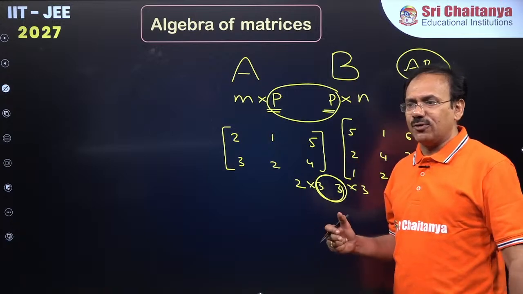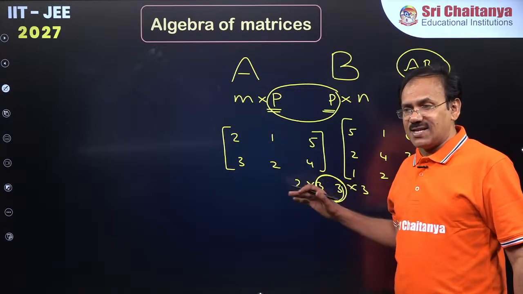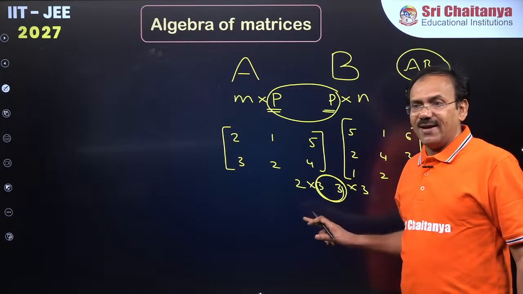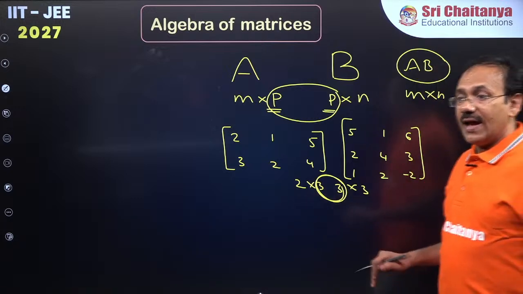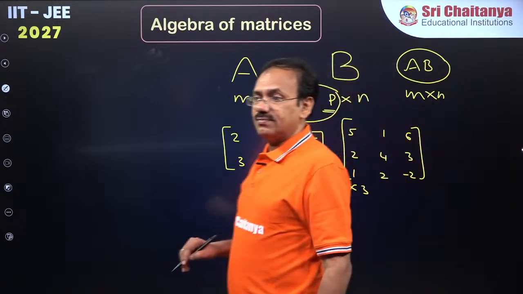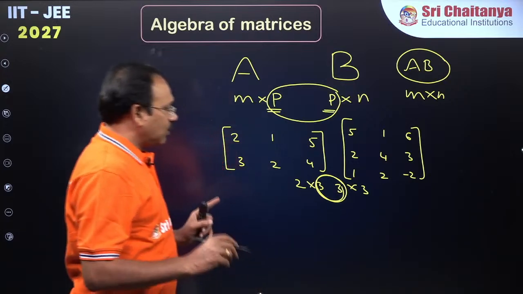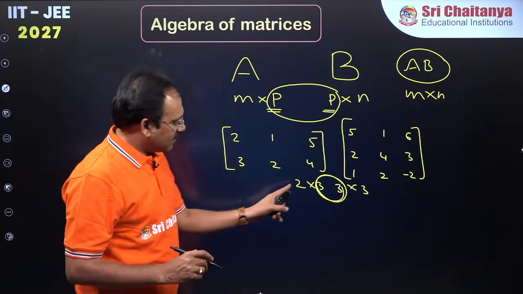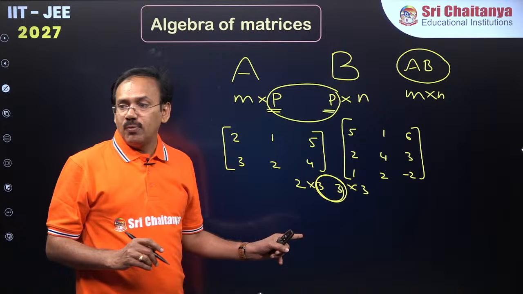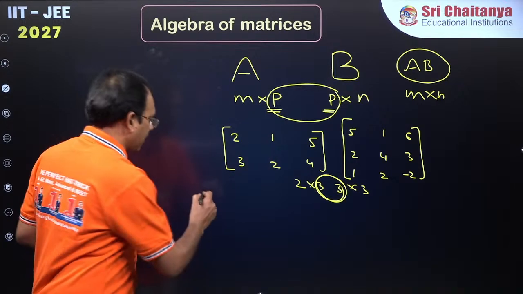Come on, tell me all of you. Can we multiply? Yes or no? Okay. Yes. So, now you see, yes, we can multiply. The resultant matrix order will be 2 by 3. Now, let me tell you how to multiply.